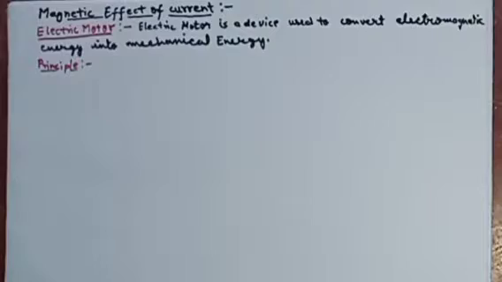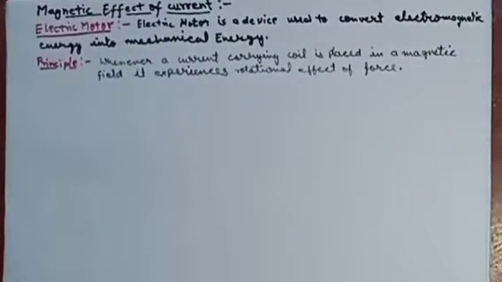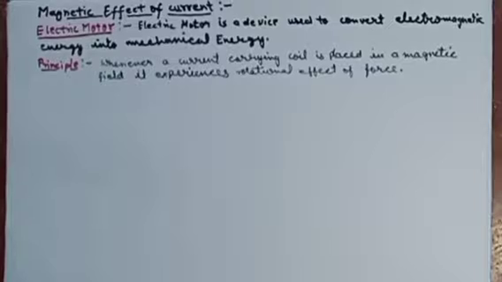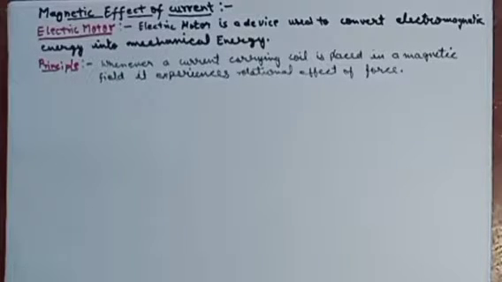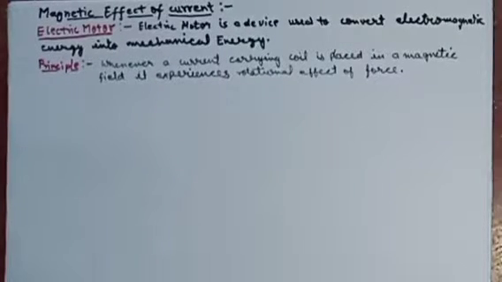Next is its principle. On which principle does it work? Whenever a current carrying coil is placed in a magnetic field, it experiences rotational effect of force. As we know, when a current carrying conductor is placed in a magnetic field, it experiences a force. And instead of a conductor, if we place a current carrying coil, then it experiences a rotational effect of force, turning effect of force. Later on we will see how it works.